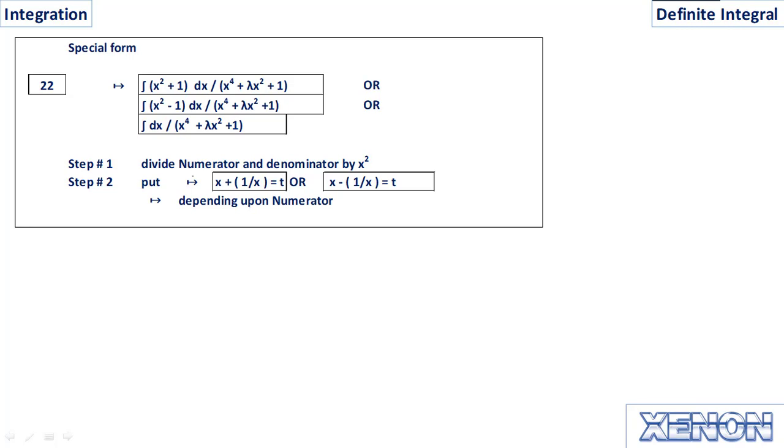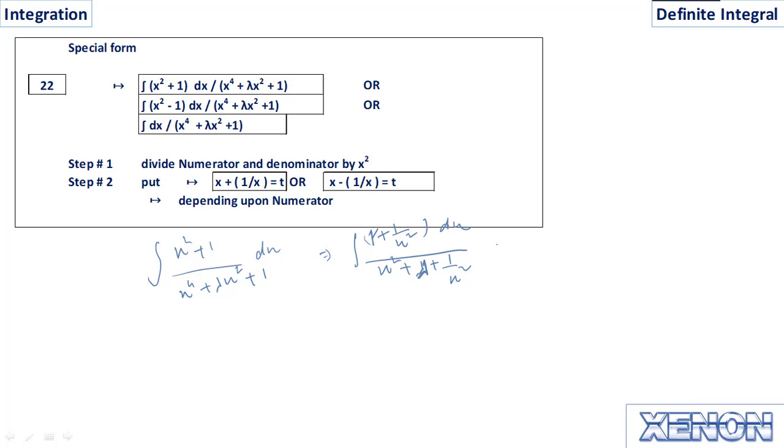So how are we saying that? Consider the first case, integration of x square plus 1 divided by x to the power 4 plus lambda x square plus 1 dx. When we divide both numerator and denominator by x square, the integration will come to the form of 1 plus 1 upon x square dx divided by x square plus lambda plus 1 upon x square.